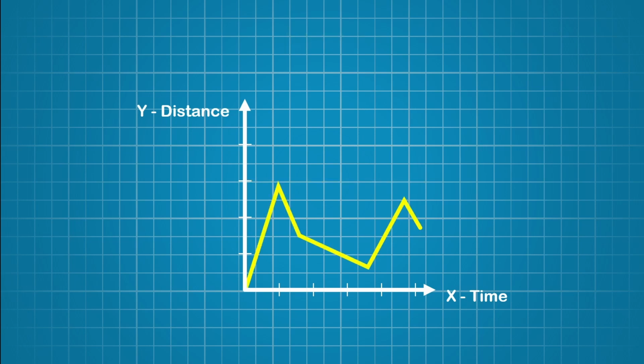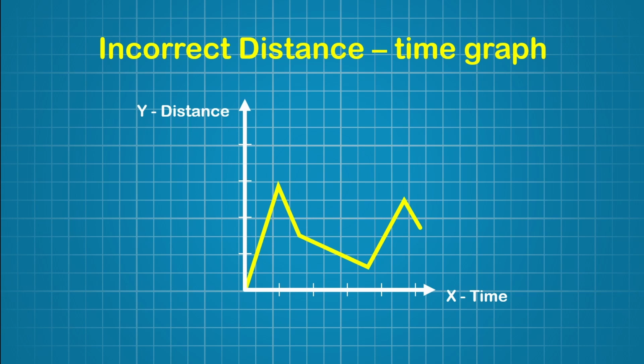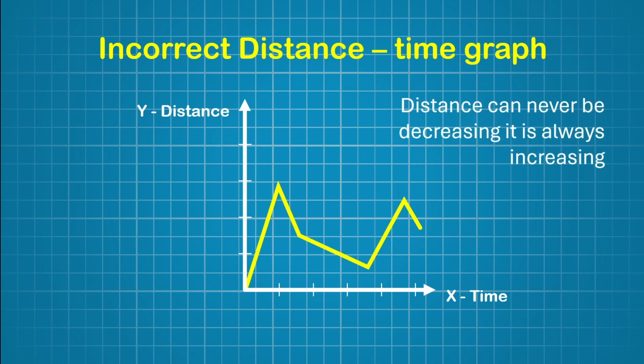Now, if somebody asks you to draw a non-uniform motion graph, never draw something like this. This is an incorrect distance-time graph. Why? Because distance can never be decreasing. It is always increasing or doing nothing, staying at rest. It can never decrease. To know more about this, I would recommend you watch my previous video on distance and displacement.